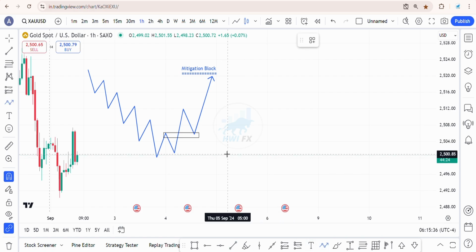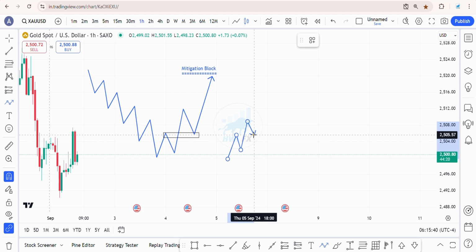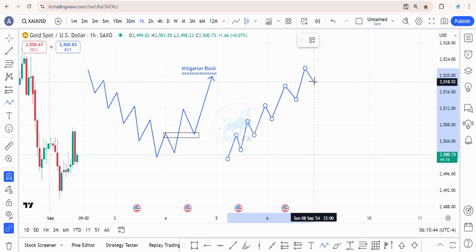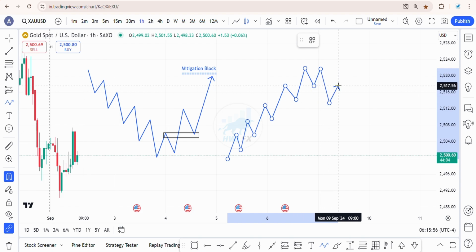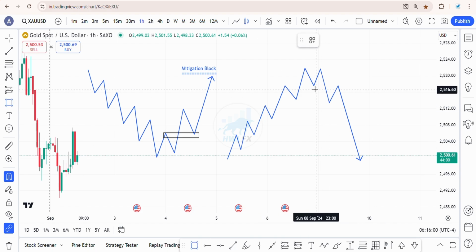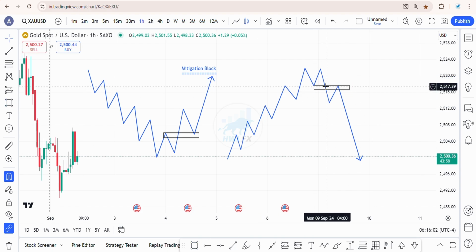What happens when the market is bullish? Market is creating higher high, higher low, higher high, higher low, and so on. What will happen? Market fails to create a new high or sweep it. Then market will break the lower high and start selling from the mitigation block. So this candle or the series of candles over here becomes the mitigation block.